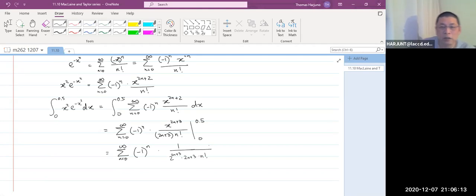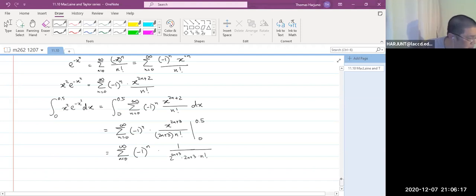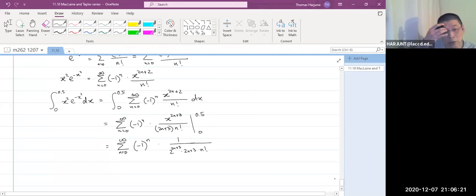Okay, and I will keep on adding until the next term is less than 0.0001. So when n equals 0, that's 1 over 8 times 3, minus when n equals 1, 2 to the 5th, that's 32 times 5, plus when n equals 2, 2 to the 7, 128 times 7. Not 17, that should be 7.